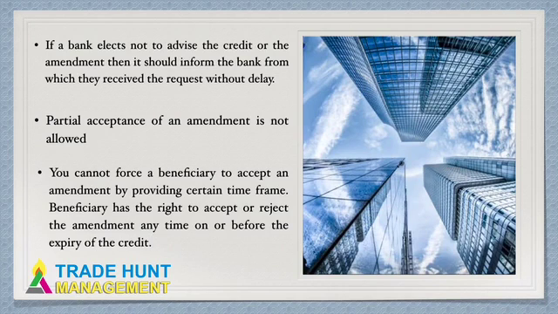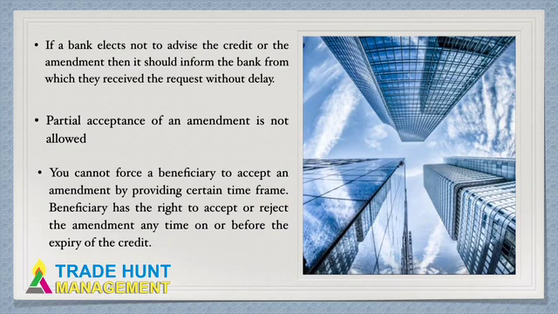So if a bank elects not to advise a credit or amendment, then it should inform the bank from which it received the request without delay. So if an advising bank is not interested to advise the LC to the beneficiary, then they need to inform the bank from where they received it. So if it is from the issuing bank or from the first advising bank, they need to inform the bank that they are not interested to advise. If they are ready to advise the LC, then also they have to inform them that they have advised the LC to the beneficiary accordingly. So all these things should be done without delay.